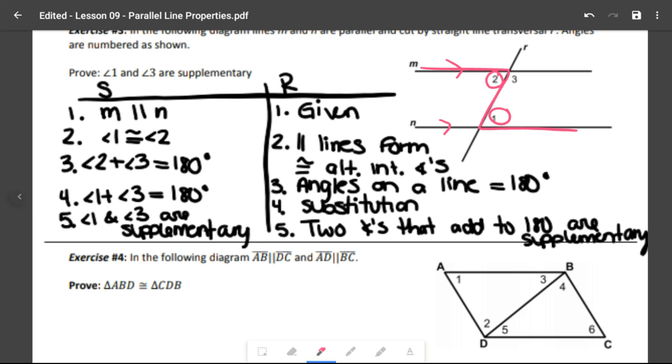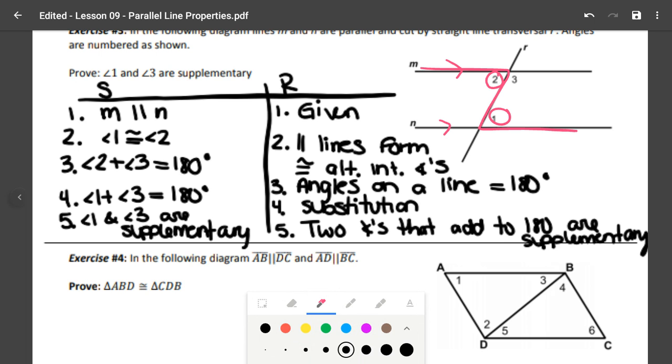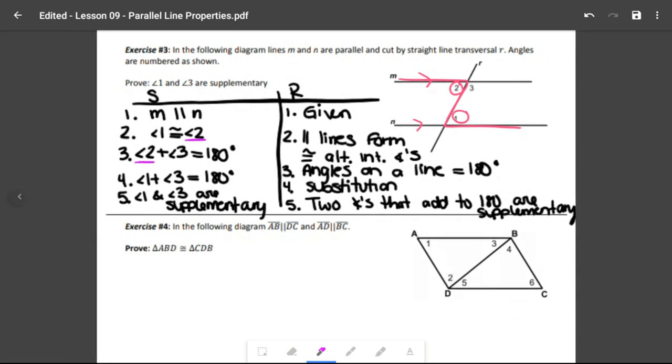We also knew that angles 2 and 3 had to equal 180 because they are on a straight line path. So angles on a line equal 180. Now, we knew that angle 2 had a role in both places. So since it's equal to 1, I can replace angle 2 with 1 here in step 4 and say that angle 1 plus angle 3 is equal to 180 by substitution. And to finish this off, we should know that supplementary angles are just two angles that add to 180 degrees. So we knew supplementary by this.